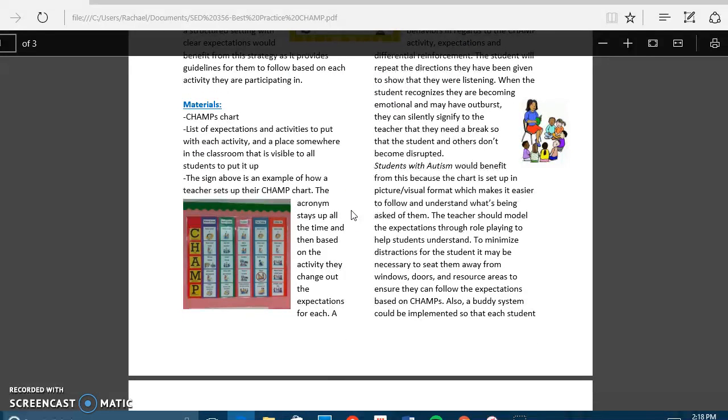I think students with autism are going to benefit from this chart because it is set up in such a visual format, which is going to make it easier for them to follow and understand what's being asked of them at that time. The teacher should model the expectations through role-playing to help students understand, and I think that's going to be beneficial for all your students.